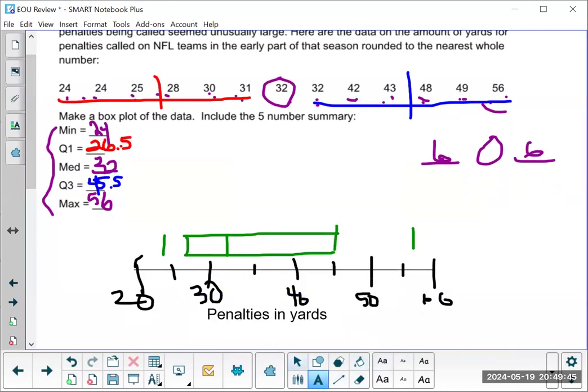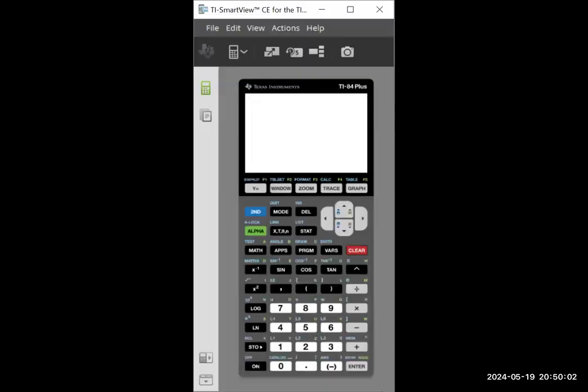Now, before I draw my whiskers, I need to see if there are any outliers. So I need to find my IQR. That's my Q3 minus my Q1, so that's 45.5 minus 26.5. I need a calculator for that. Oops, I already did the next step. Hold on. Let's just do it. All right, so 45.5 minus 26.5. That's my IQR. Then I need to multiply that by 1.5. That's the number I'm going to be adding to my Q3 and subtracting from my Q1.